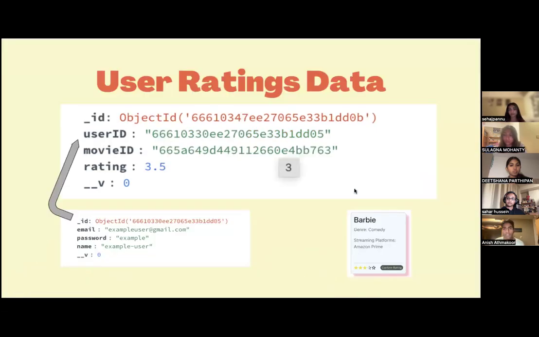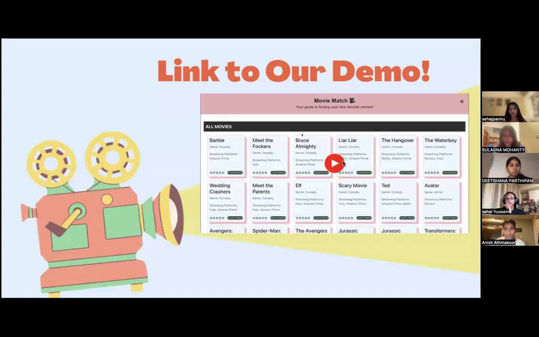So for example, when the user creates a rating for a movie, we store the user ID, which comes from the registration data like I talked about. We store the movie ID and the rating value for that film. So when we store the data for each individual profile, it will appear once they log in. This is a video of our demo for reference outside of this presentation.